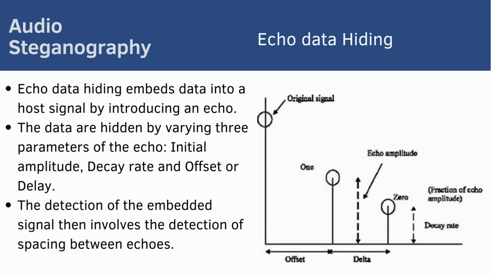An example of echo data hiding is shown in the figure. As we can see, the original audio has been modified by varying the echo amplitude, offset, and decay rate.